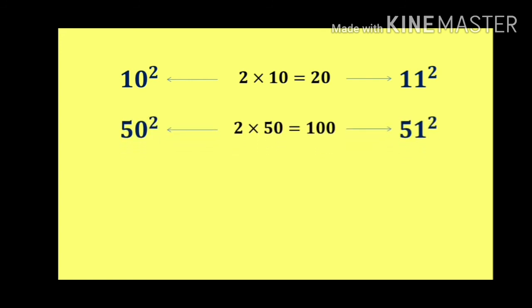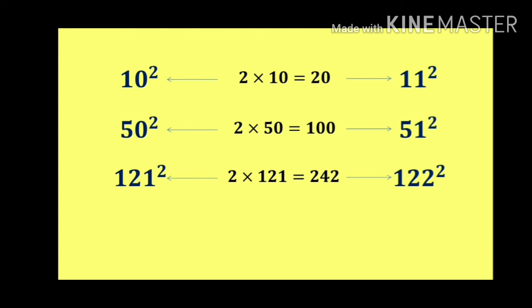Let's see some more. In between 10 square and 11 square, we'll have 20 non-square numbers. As n is 10 here, you just have to multiply by 2, double it. Now 50 square and 51 square. In between 50 square and 51 square, there are 100 non-square numbers. How do we get 100? Just multiply the first number 50 into 2.